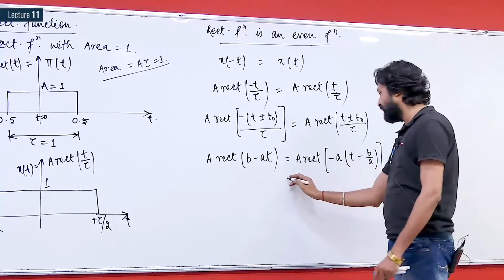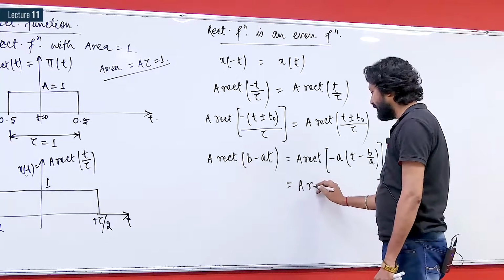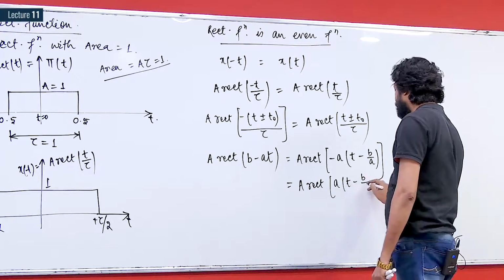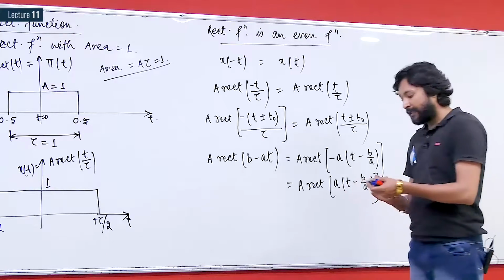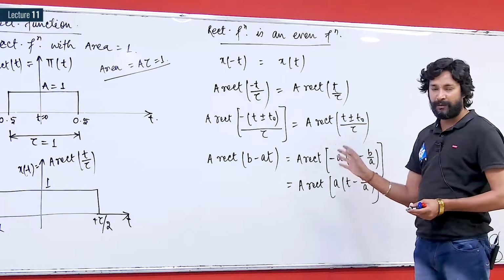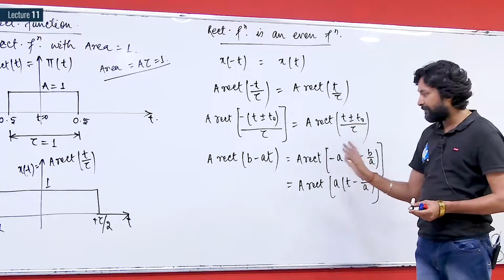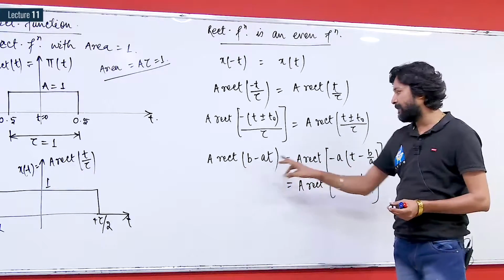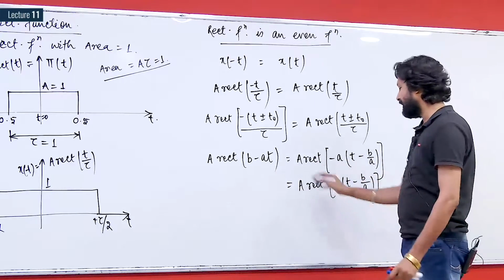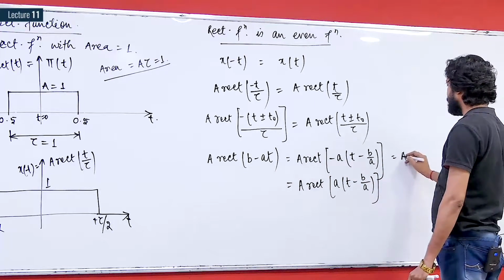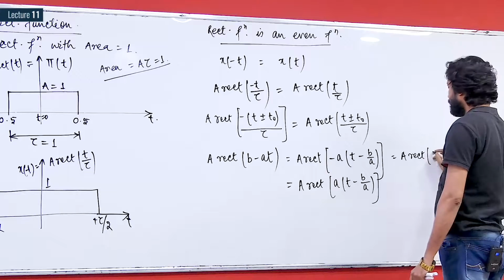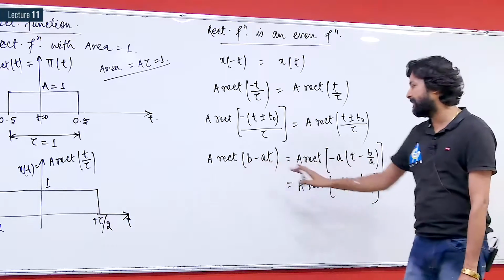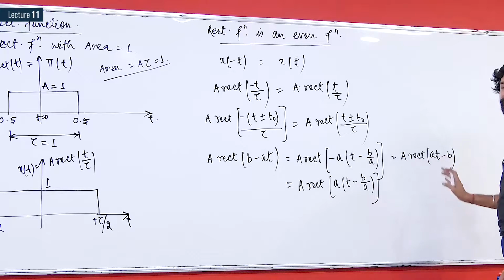So this function will be equivalent to a rectangle of a into t minus b by a. You are just taking the sign of time reversal common outside, and you can discard that sign. The function will have no effect of time reversal. So, a rectangle of b minus at can also be written as a rectangle of at minus b. If you have just taken the minus sign common, then it can be written as a rectangle of at minus b.